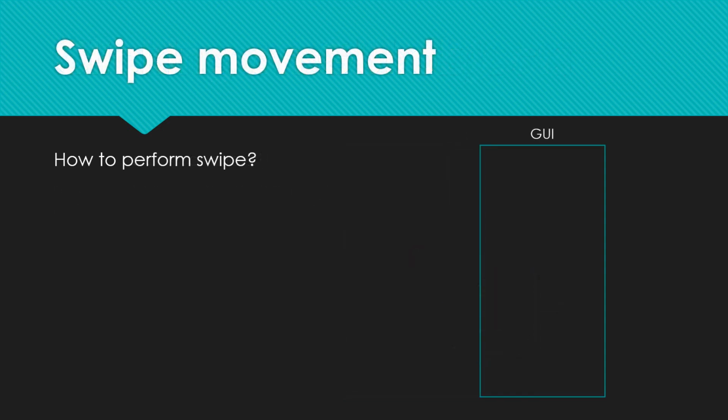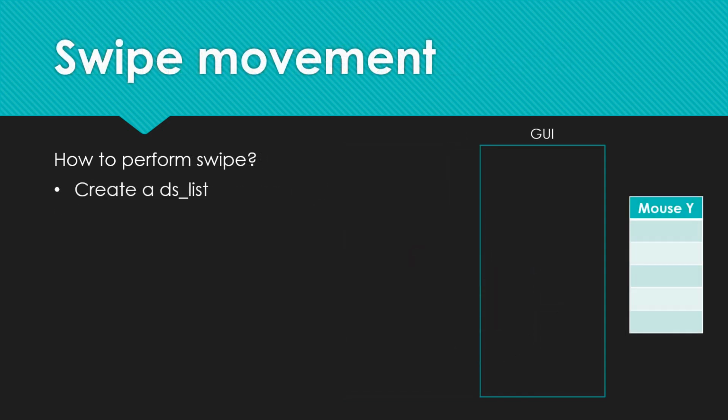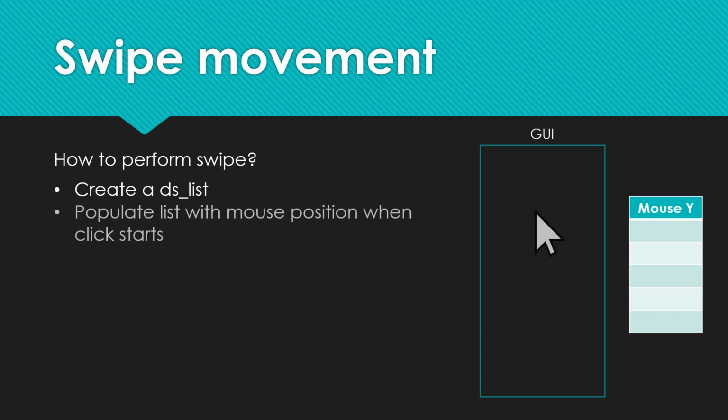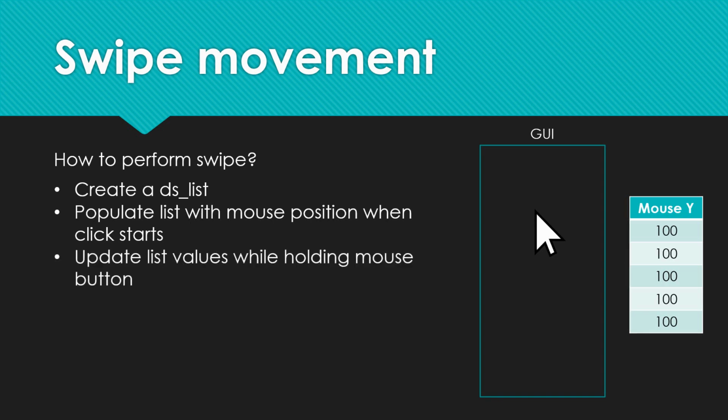And lastly, for the swipe movement, how are we going to do it? Basically, we're going to have a DS list, and on this DS list we're going to have 5 spots. Whenever a mouse click event happens, I'm going to populate all 5 spots with the mouse Y position, because I'm just checking for Y swipes at the moment. And when you move the mouse around while holding the left mouse button, it's going to be updating this list, so it's going to contain the last 5 frames of the mouse position.